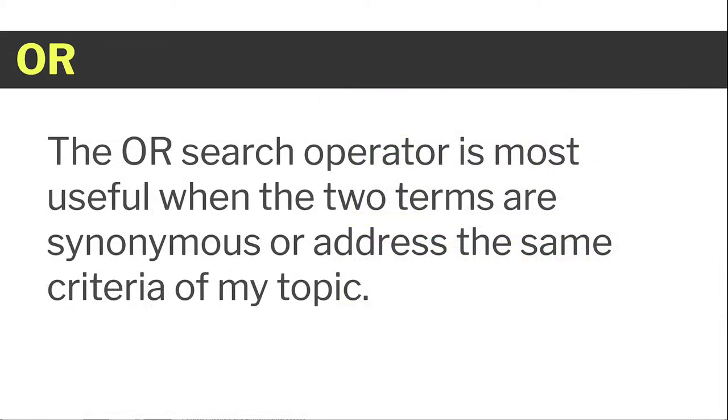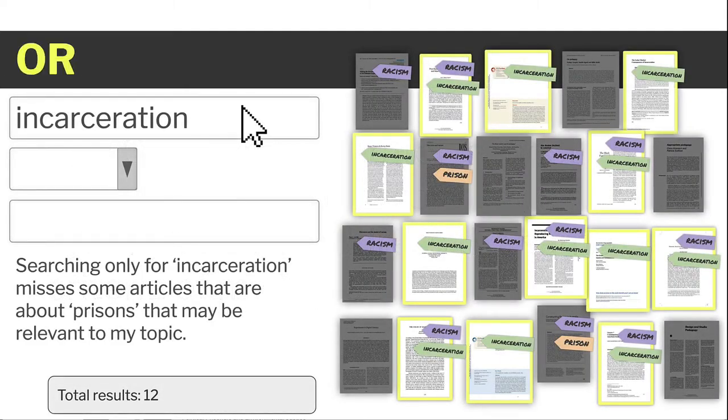The OR search operator is most useful when the two terms are synonymous or address the same criteria of my topic. This comes in handy for topics that include ideas that are called different things by different researchers, or when looking at multiple criteria. For example, when I search for incarceration, I may miss articles that are about this idea because the authors use different terms like prison or jail.